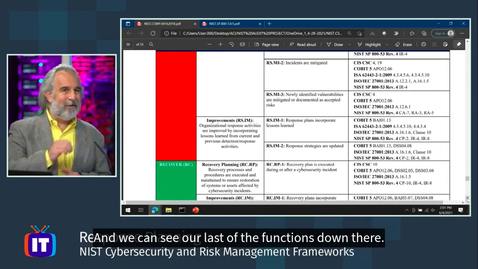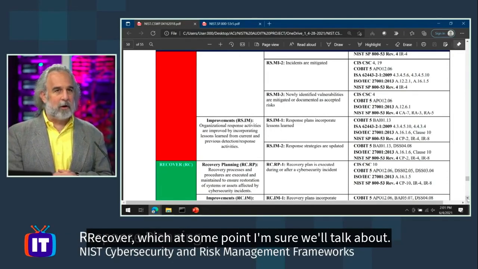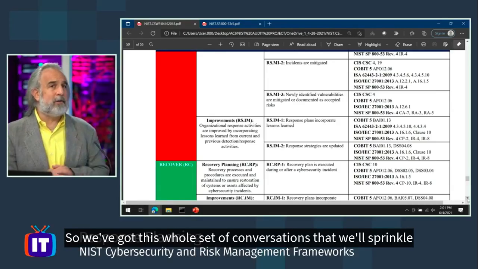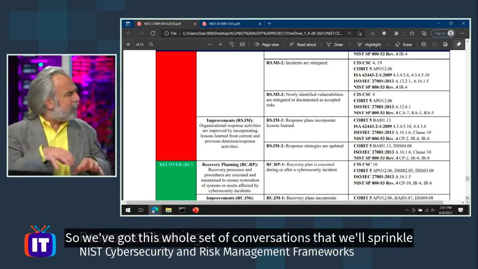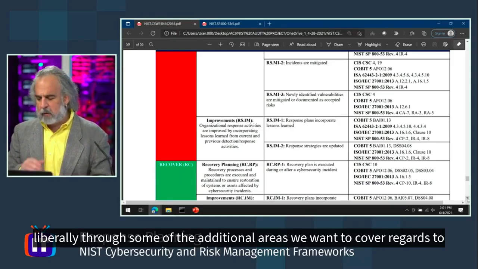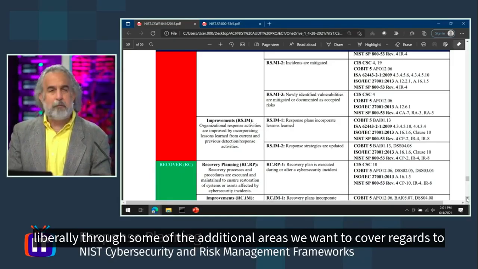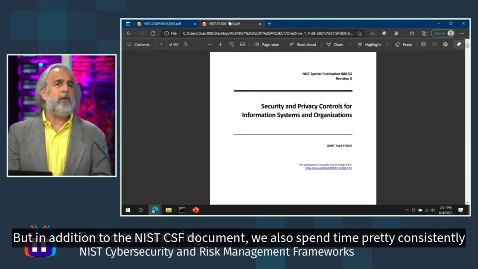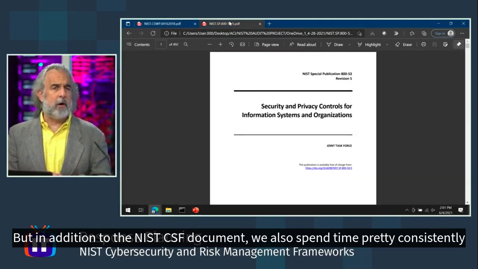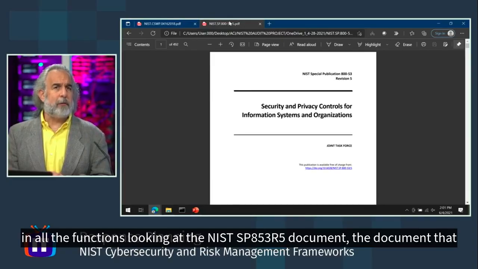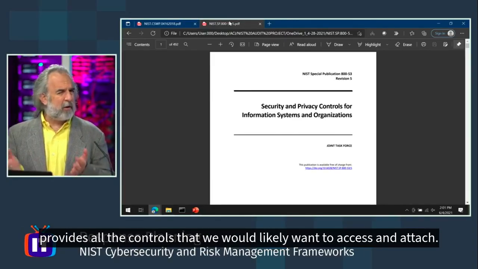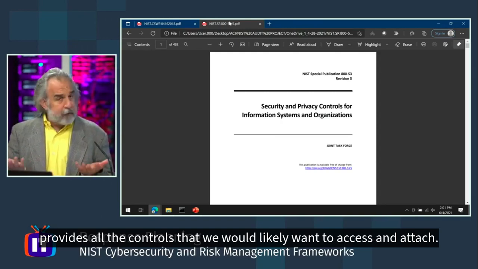And we could see our last of the functions down there, recover, which at some point I'm sure we'll talk about. So we've got this whole set of conversations that we'll sprinkle liberally through some of the additional areas we want to cover with regards to the functions. But in addition to the NIST CSF document, we also spend time pretty consistently in all the functions looking at the NIST SP 800-53 Rev 5 document, the document that provides all the controls that we would likely want to access and attach. And there's no exception here.